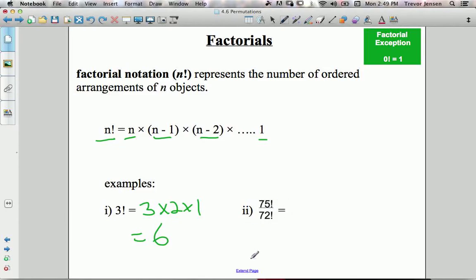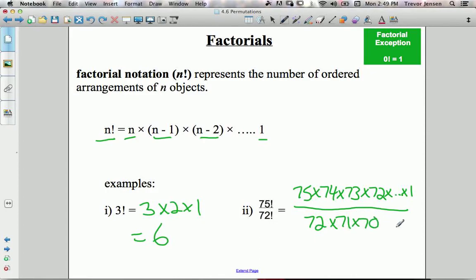Also here, it's going to be important to be able to simplify factorials that are written as a fraction. So we have 75 factorial over 72 factorial. So what's 75 factorial? That means 75 times 74 times 73 times 72 all the way down to times 1. So I'm going to skip a bunch, all the way down to times 1. What's 72 factorial? 72 factorial is 72 times 71 times 70 times all the way down to times 1.